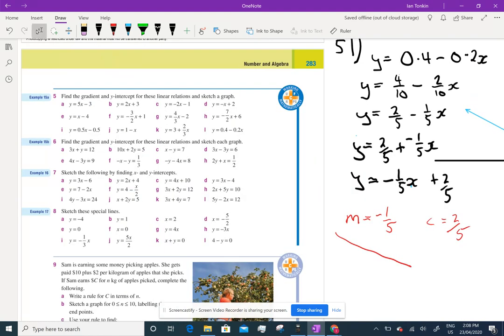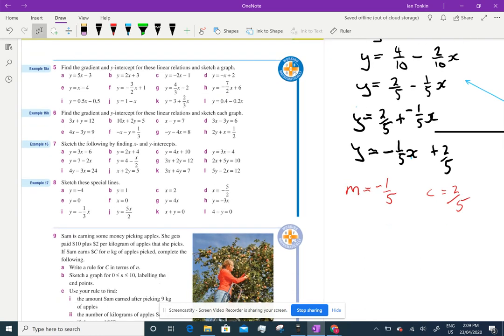Question 6 is the same, but you have to rewrite them. And question 7 says sketch by finding the x and y-intercepts. You can do that by letting x equal 0 and y equal 0 and then just joining where they hit. So I'll do one of them, but I'm not that fussed about them. So let's have a go at question 6. I'll just do h and you can try the other ones.